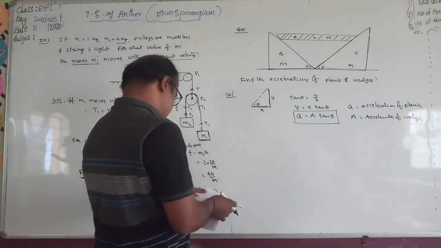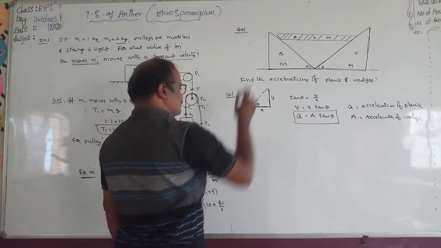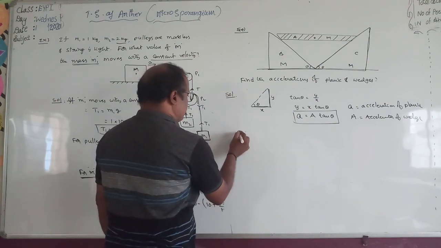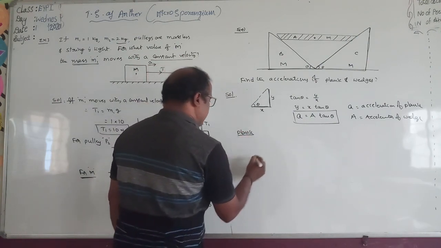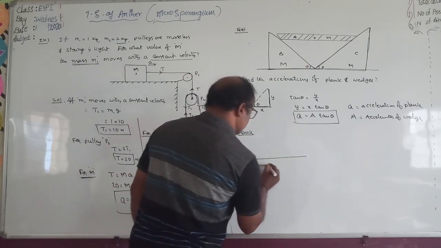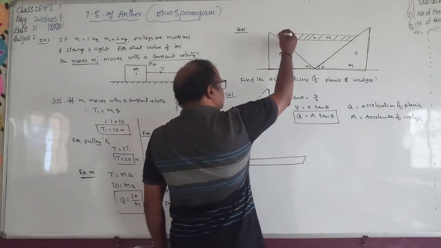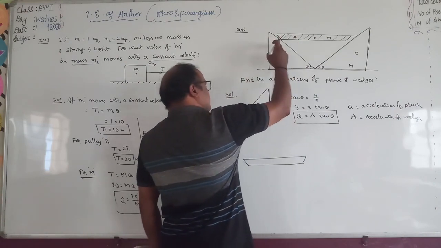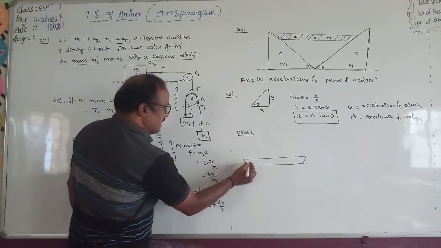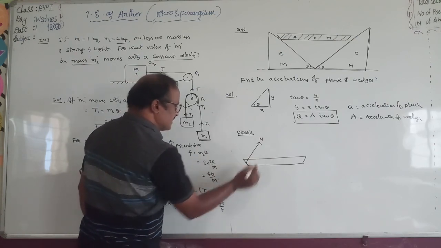Now let us write down the free body diagrams of plank A and also of wedges B and C. Very clear, very important. For the plank, this is the free body diagram. The force acting on the body by the surface is called the normal reaction. The normal reaction exerted on the plank by the wedge, let this be N.